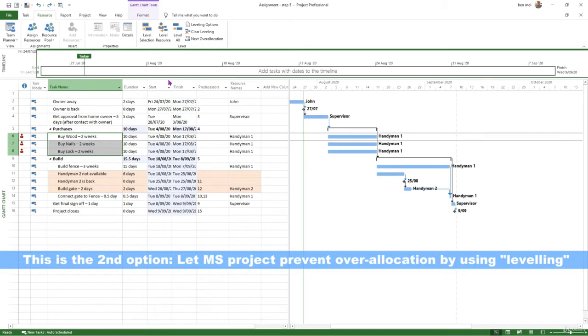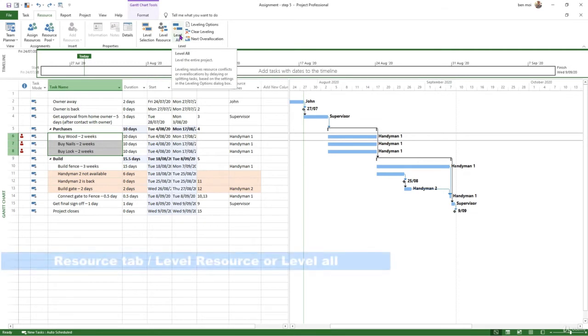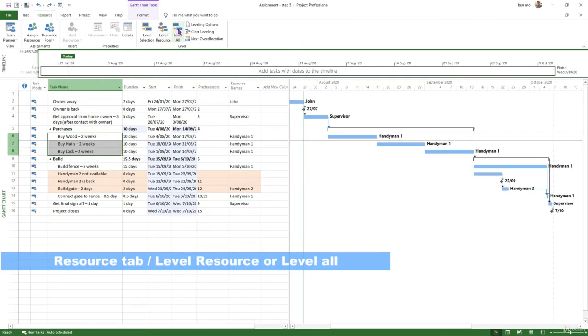So you go here and you can either level the resource itself or level the whole project. So let's say we want to level the whole project. We don't want any red person today. Level all, you press here.